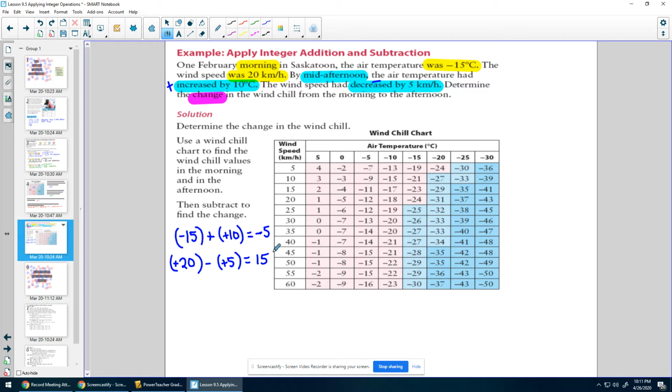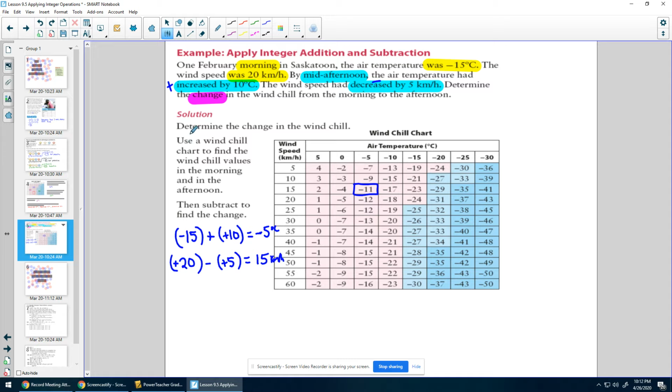So now using this information, this is kilometers per hour, and this is degrees Celsius. Now that we have this information, we can find that on our chart. So we're going to look for the minus 5 air temperature and the 15 wind speed, which gives us a wind chill temperature of minus 11.